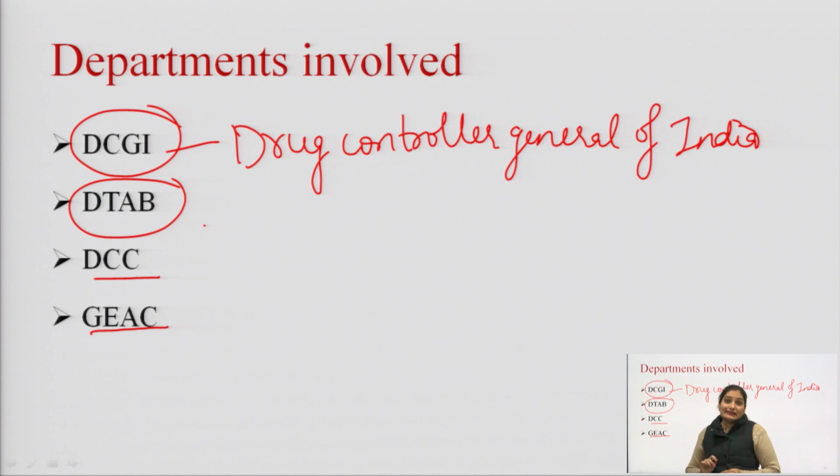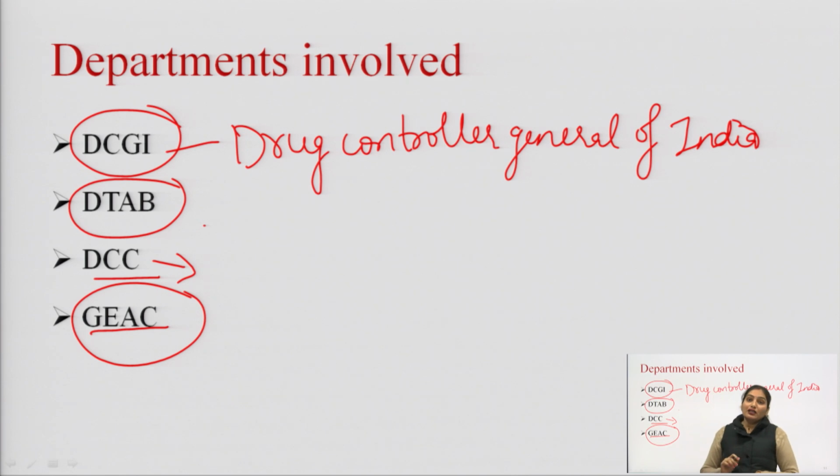Next is the DCC, that is Drug Consultative Committee. This committee has state and central drug control officials as its members, and it ensures the uniformity of the provisions in India. Next is the GEAC, that is Genetic Engineering Approval Committee. So, this committee assesses the biosafety and environment safety of the biotechnological products.